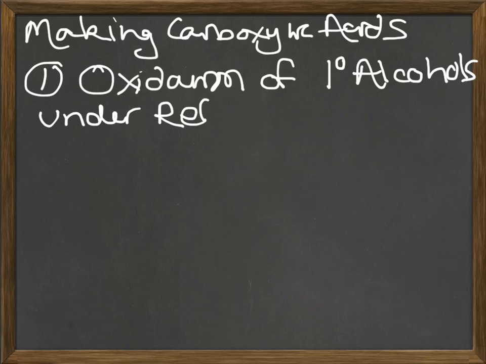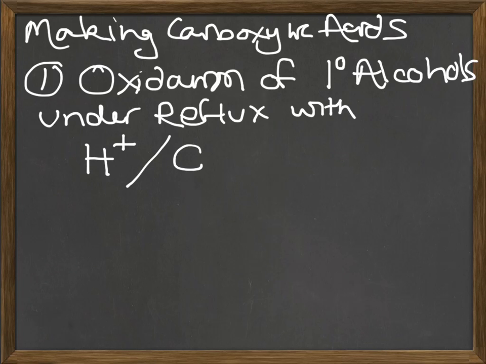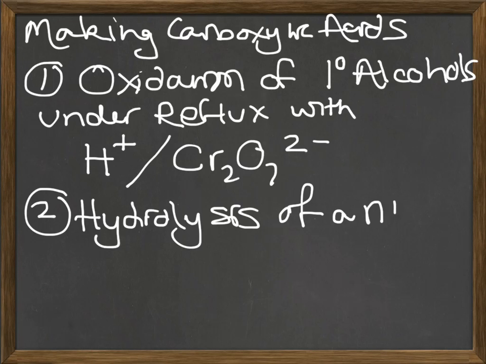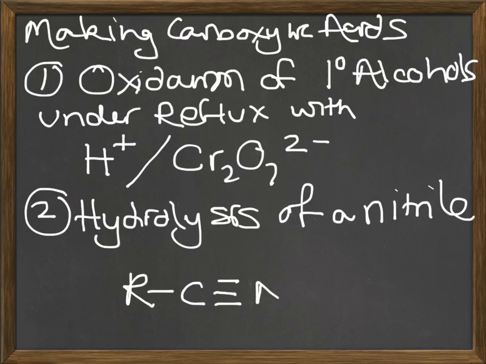And it's the full oxidation reaction, so we need to do this reaction under reflux with excess acidified sodium dichromate. So I've just drawn the two ions there, the acid and the chromate ion. We can also make them by hydrolyzing a nitrile. Okay, a nitrile. Now this is a new molecule for you. A nitrile is an R group attached to a carbon with a triple bond N.